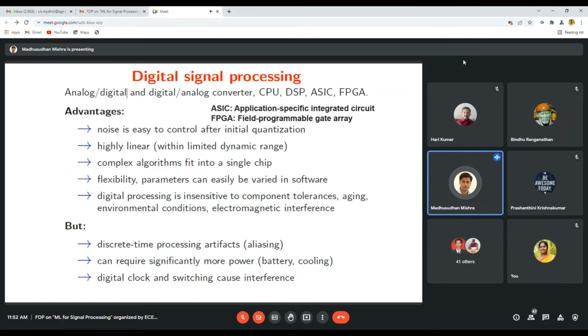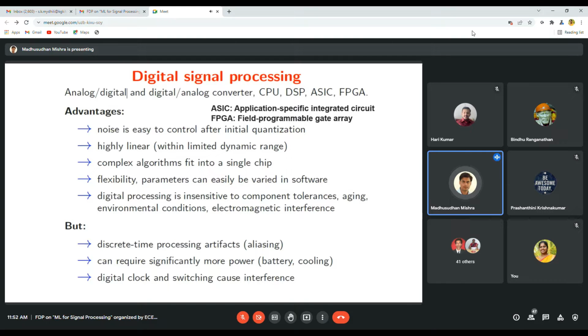But after processing, whether it's filtering, amplification, or whatever the requirement, once we get the output as digital, we may not be able to interpret or understand that digital signal very easily. So again, there is a requirement to convert that processed digital signal into its corresponding analog form. That's why we again use a digital to analog converter, and then finally, here we end.